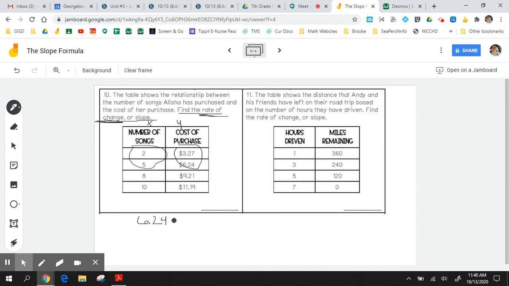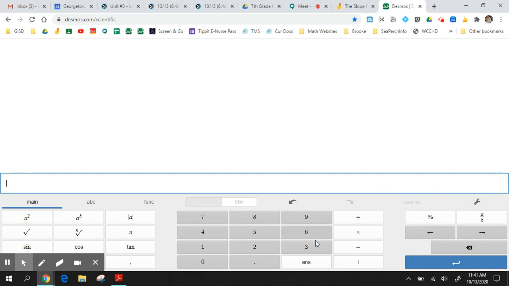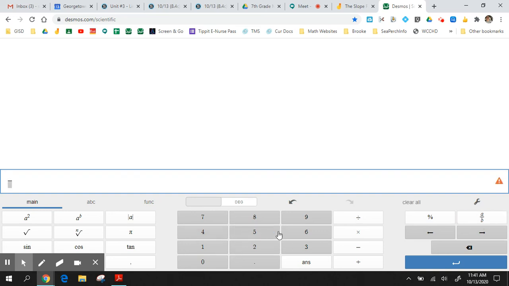6.24 minus 3.27. I could choose any of these points. I chose the top 2. And then 5 minus 2. So, Desmos is your best friend. Clear all. Go back to my fraction, or alpha and y equals if you're on your yellow calculator. 6.24 minus 3.27, and it's going to be all over 5 minus 2. And we get 0.99. So that is our slope.